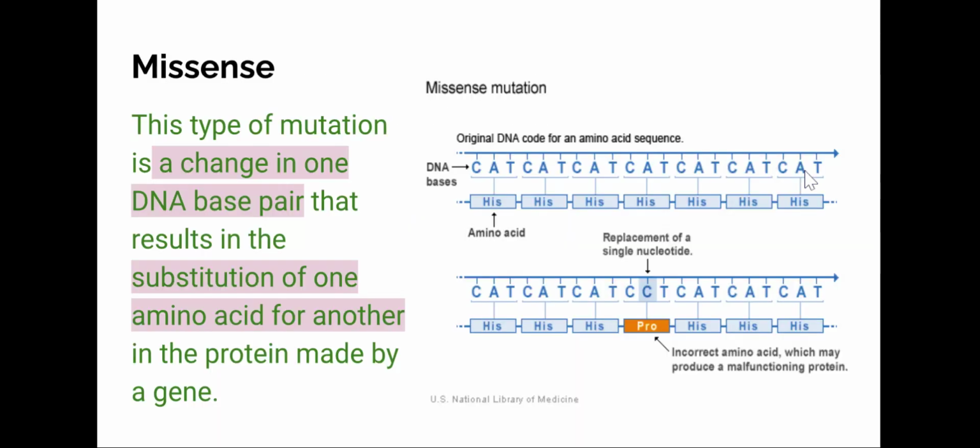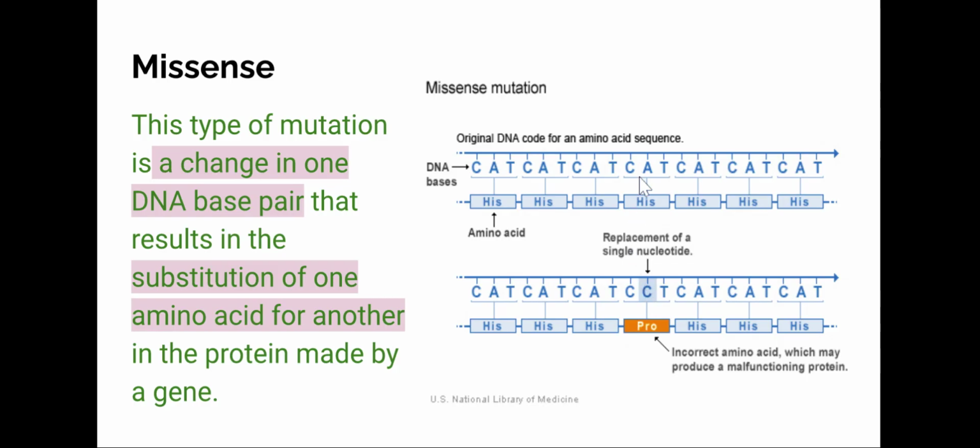So, the first type we're going to talk about is called a missense mutation. And this is a type of mutation that causes a change in just one DNA base pair. It's basically substituting one base for another, which results in one amino acid being substituted for another when somebody goes to make a protein, because DNA is actually the instructions for making proteins. So if you change DNA, you're going to change what proteins you get.